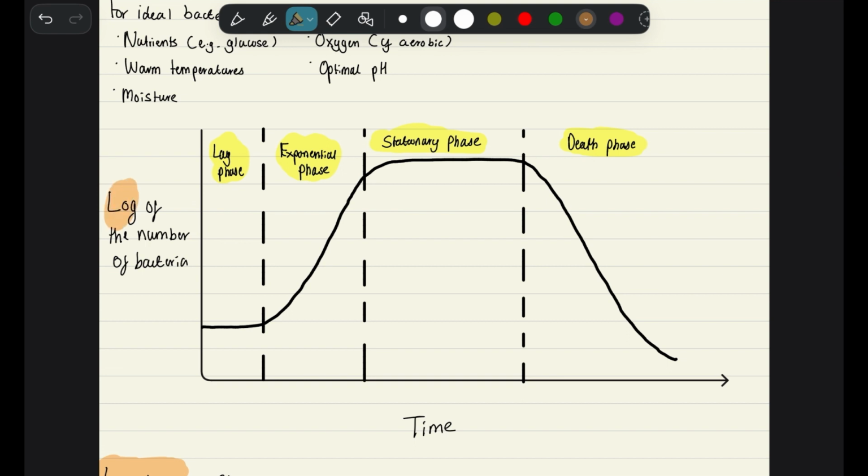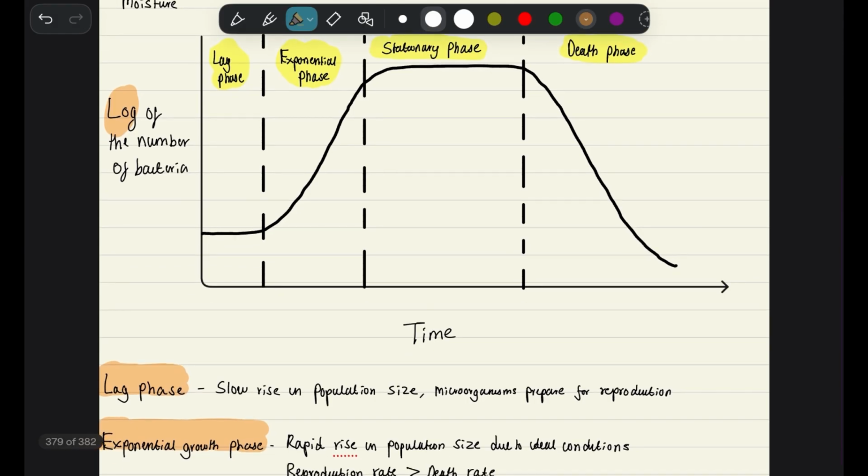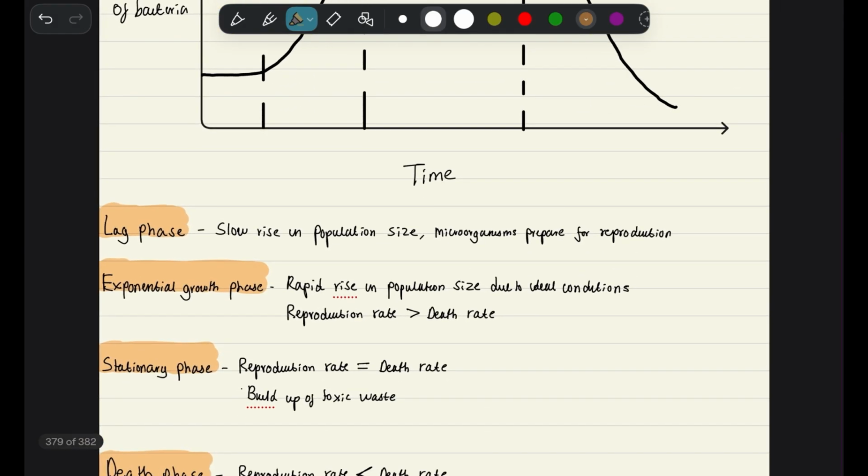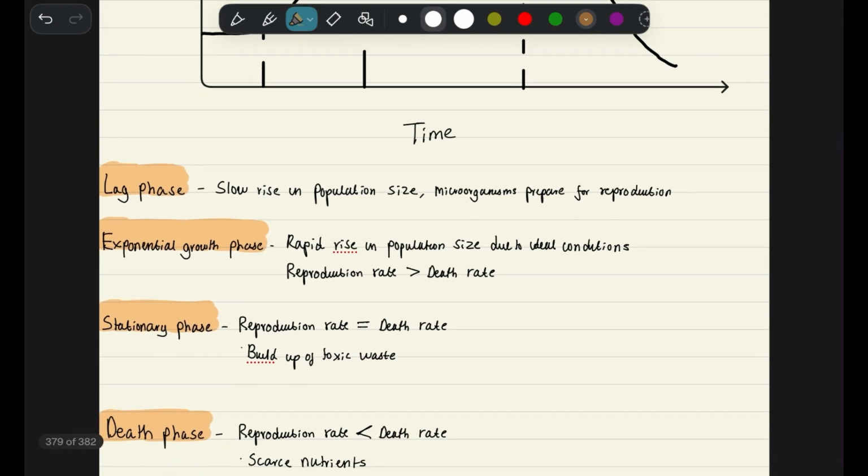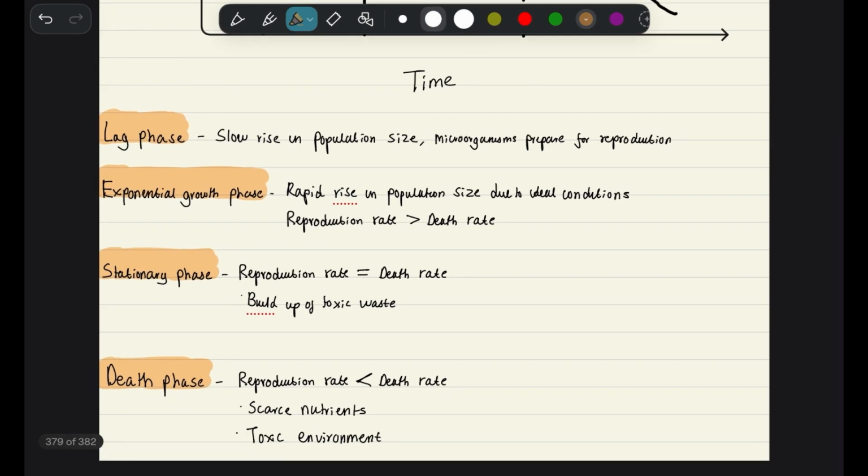Importantly as well, I just need to point out log. If you're asked a calculation, it will probably be in the log. Obviously, read the graph, but it'll probably be in the log, and you do need to convert that. So you can do an exponential function to reverse the log. Now, in terms of what's going on here, you have your definitions there. So you can pause the video and have a read of those.